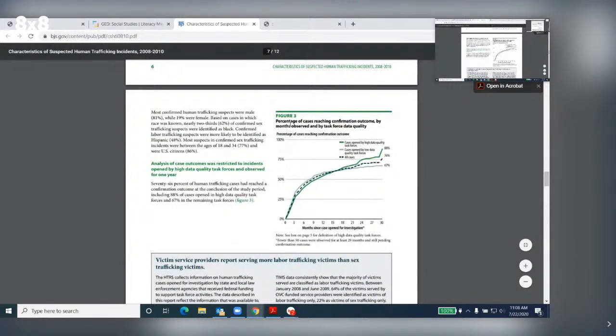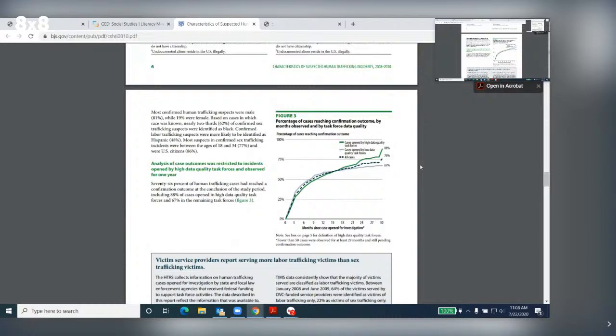This is the percentage of cases reaching a confirmation outcome by months observed. So that's how they know, if they might be investigating a prostitution ring or a sweatshop, once they observe them, they know what the outcome is. And that's really all that says. So starting in month 0, obviously you open an investigation, you're not going to know how to confirm. But then when you get to like month 30, that's like 2.5 years of investigation. Obviously the number goes up because the more you investigate, the more you're able to confirm a case.